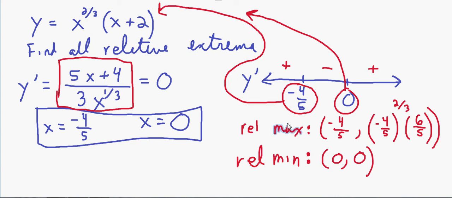But in this case, they both were points, and the first derivative test says if the derivative goes from positive to negative, there's a max. If it goes from negative to positive, there's a min.